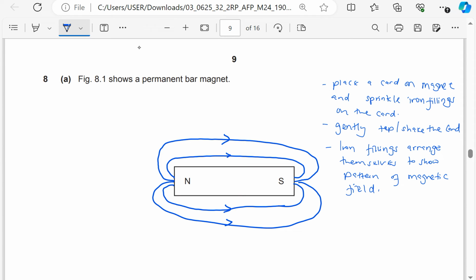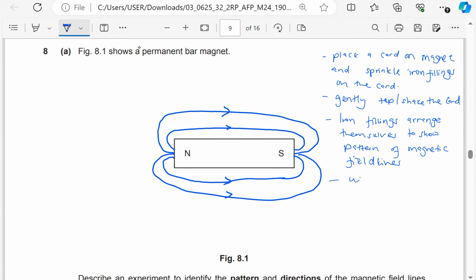But of course, they just show you the pattern of the magnetic field lines, but not the direction. So you will still need a compass to get the direction of the field lines.